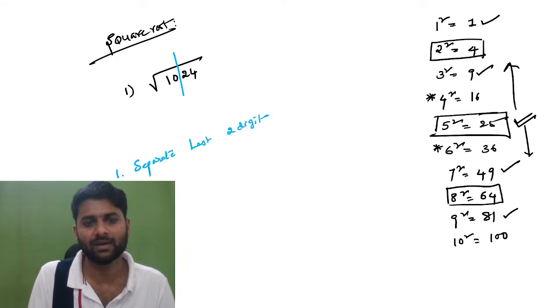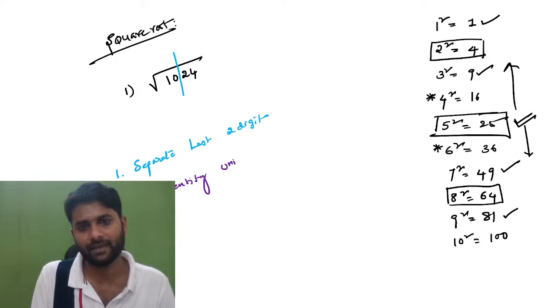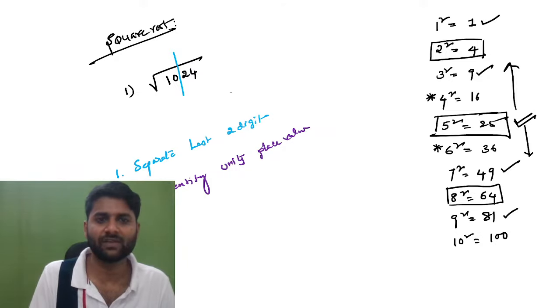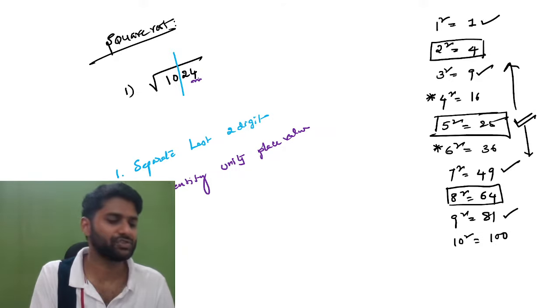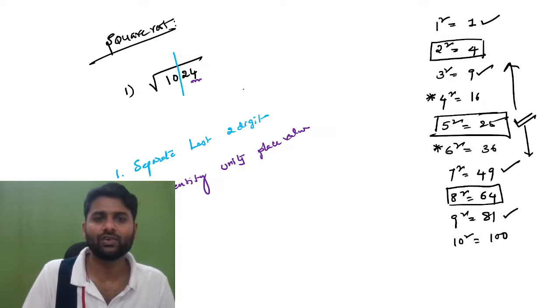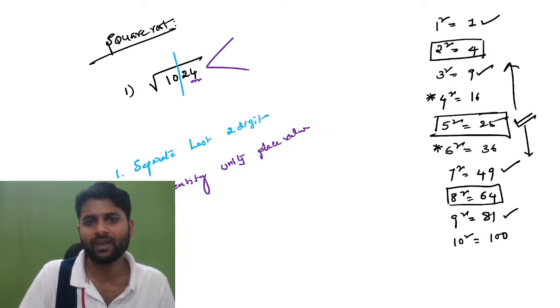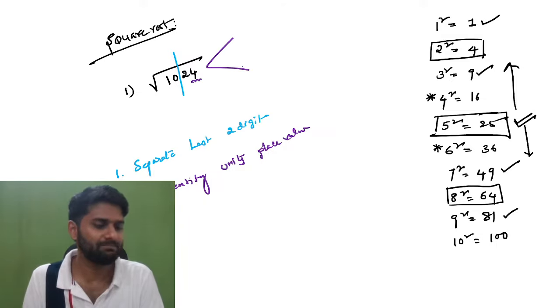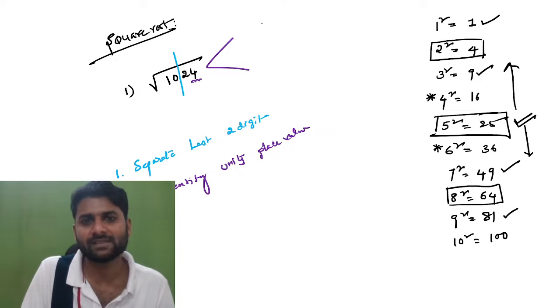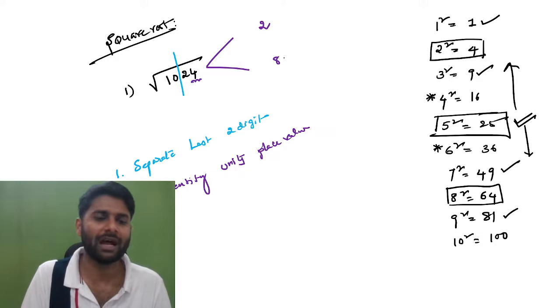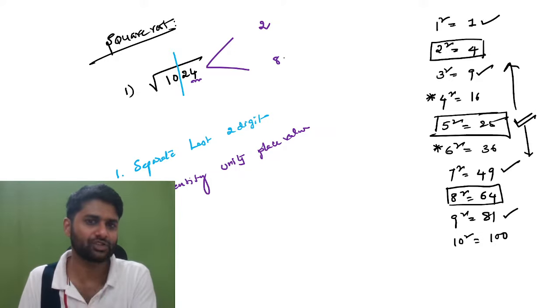Step number 2: identify the units place value. What is the units place value in this question? It is 4. So if the units place is 4, where is this 4 generally repeated? Units place 4 is repeated in 2 square and 8 square. So your answer ends with the units place 2 or 8.